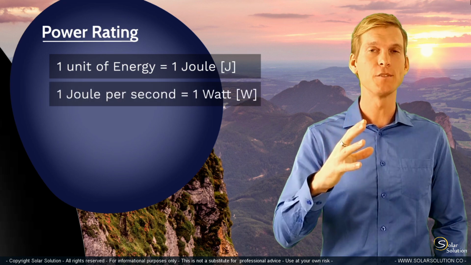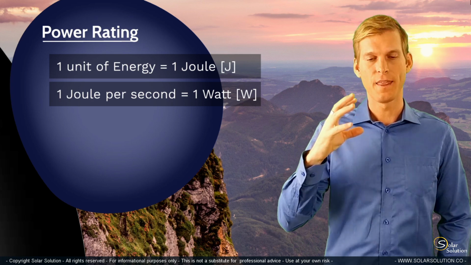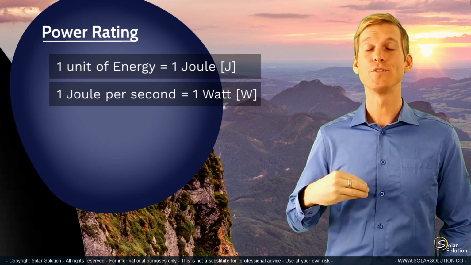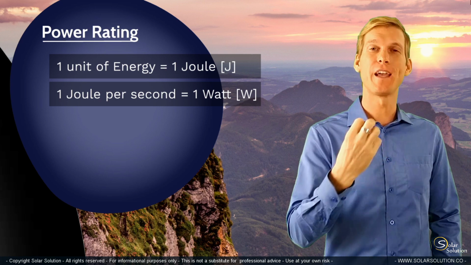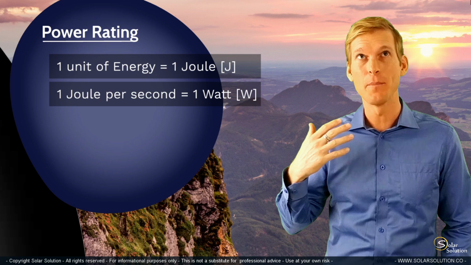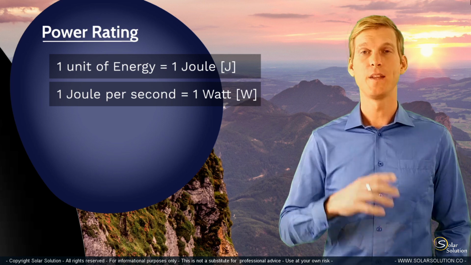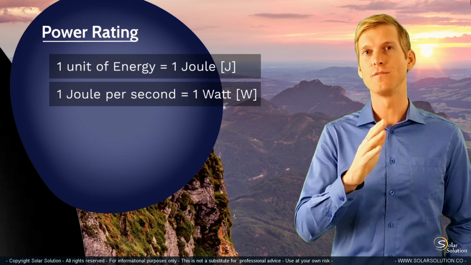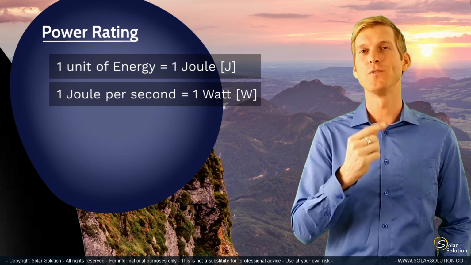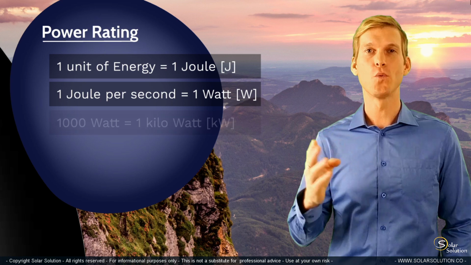So I'm explaining this because it's important to realize that the unit of watt actually refers to an energy flow. It's not a quantity of energy, but it is a quantity of energy over time, an amount of energy flowing through your system. Now the next point is quite simple because you might often come across a value of kilowatt, not watts. So 1000 watts equals 1 kilowatt.